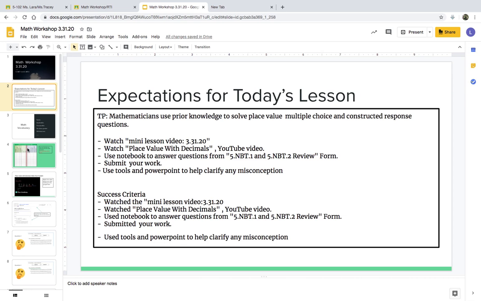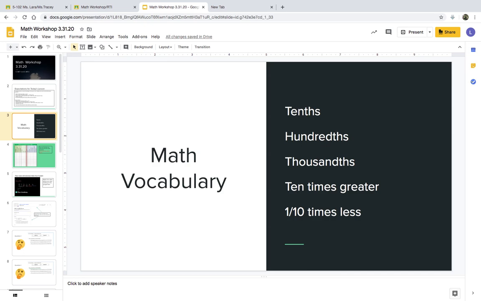And below is the success criteria that you should follow and make sure that you've done everything that you need to do. Next, this is important, math vocabulary. Why? Because you want to make sure that when you are explaining your work, you use these vocabulary words to let everyone know that you are able to explain your work. You are able to prove that your answer is correct. That you are able to explain that your answer makes sense because you're using math vocabulary to explain what you're doing.